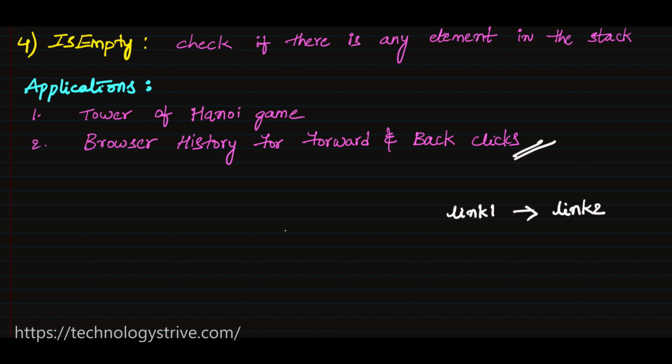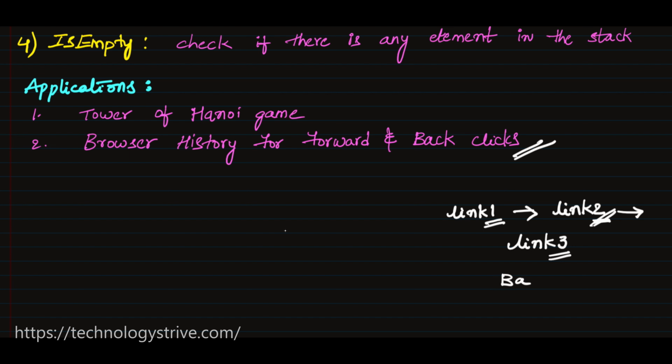And again from link 2, I can visit some page if I have a hyperlink, and then it will move to another page, which is link 3. So from page 1 we went to page 2, and from page 2 we went to page 3. For example, I want to move back to my previous page. Then we can do that using the back button, right?